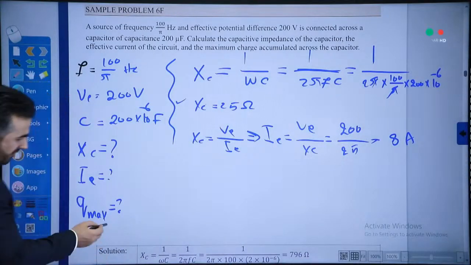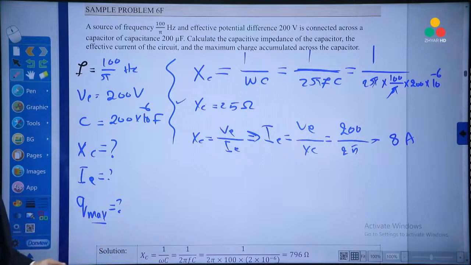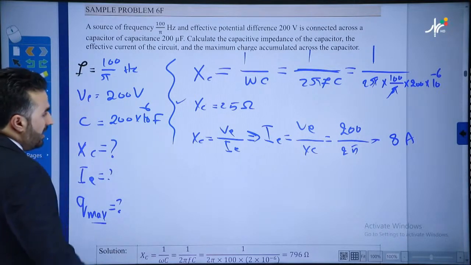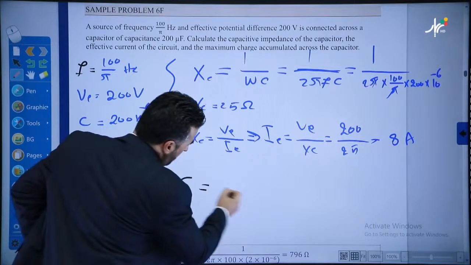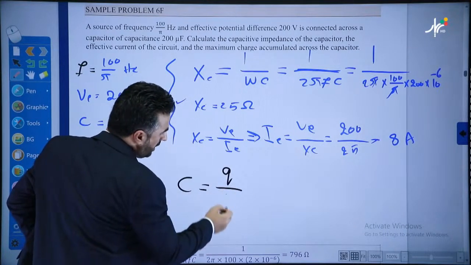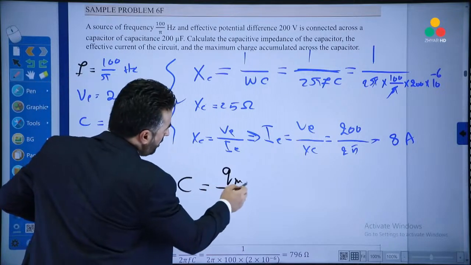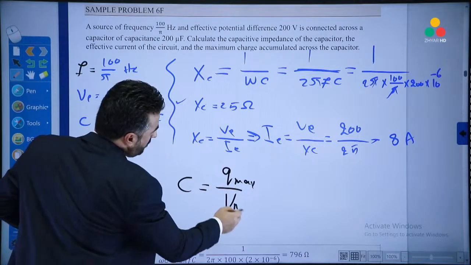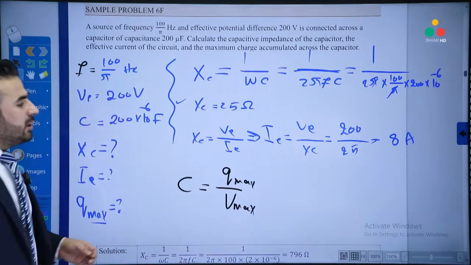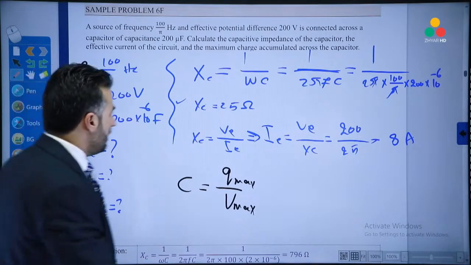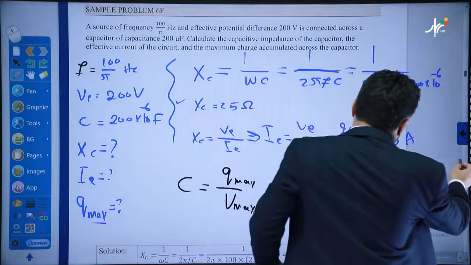The fourth one here says find maximum charge. And of course we did have this equation for the charge. We said the capacitance of the capacitor equals Q over V here. But listen, since it says find the maximum charge, I'll have to make this one maximum as well. But here's the question: do I have maximum voltage? The answer is no. So how can I find maximum voltage? Well, easy, we've already learned that.